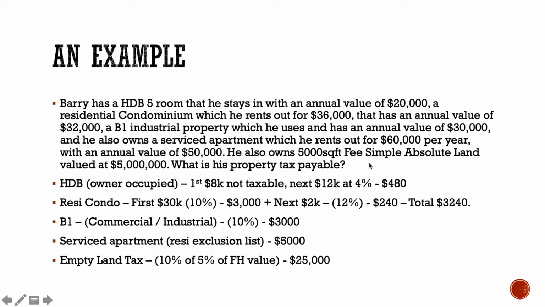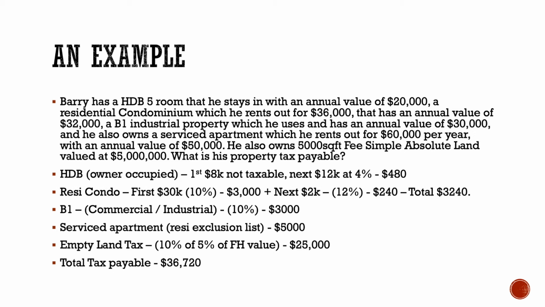Finally, for his 5,000 square feet fee simple absolute land that is valued at $5 million, this is how it is calculated. It is calculated based on 10% of the 5% of its freehold value, and that would be $25,000. This would bring us to a total tax payable of $36,720.